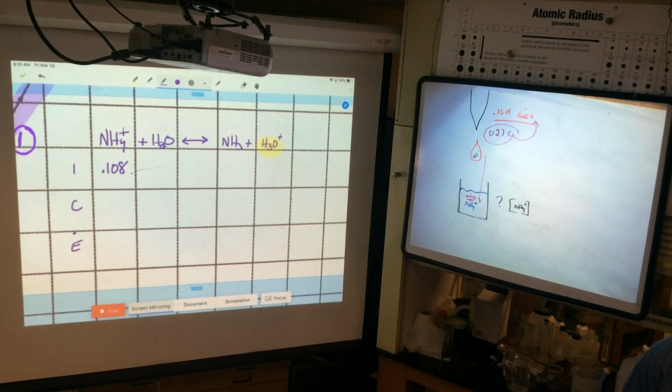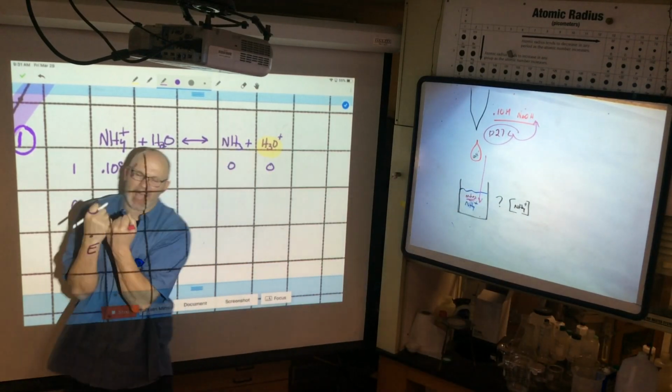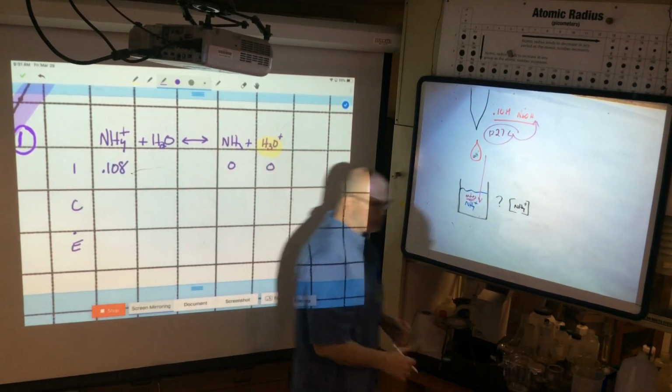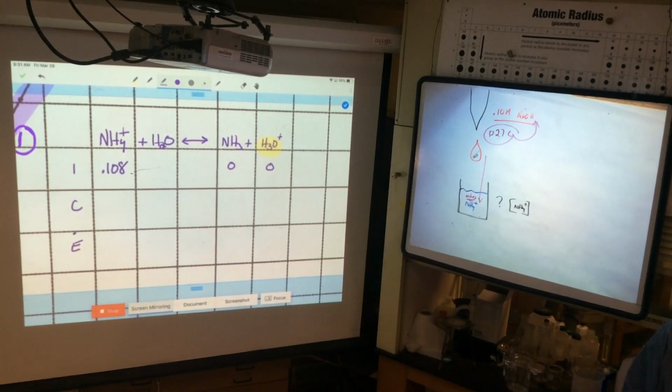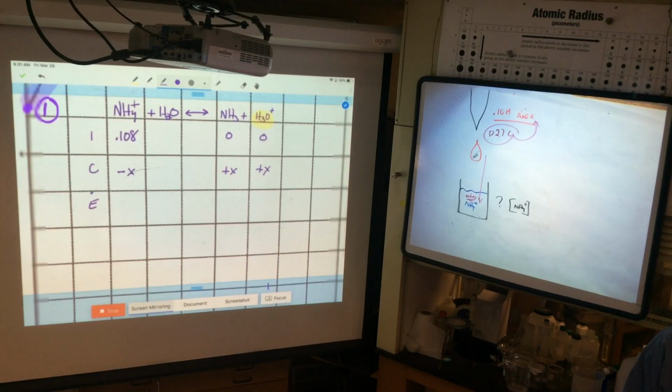Okay, we don't care about the water, it's a liquid. Okay, and this will be what? 0 and 0. We're starting by assuming all of this has its H plus. I know it gives up some. We're going to start from the 0 position, and it's going to come forward. Now this is going to be minus X. This is going to be what? Plus X. And again, at some point, guys, you won't need to do this.